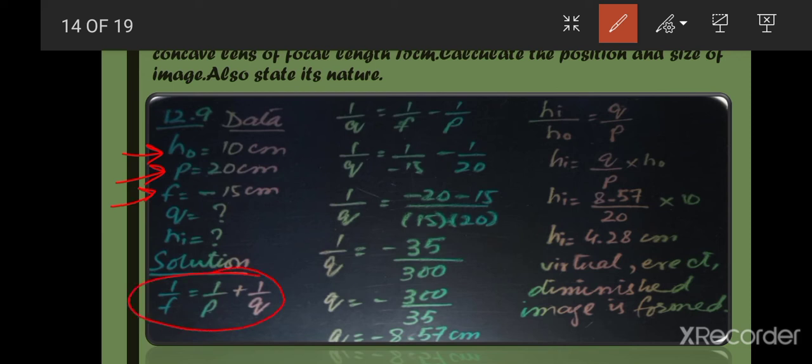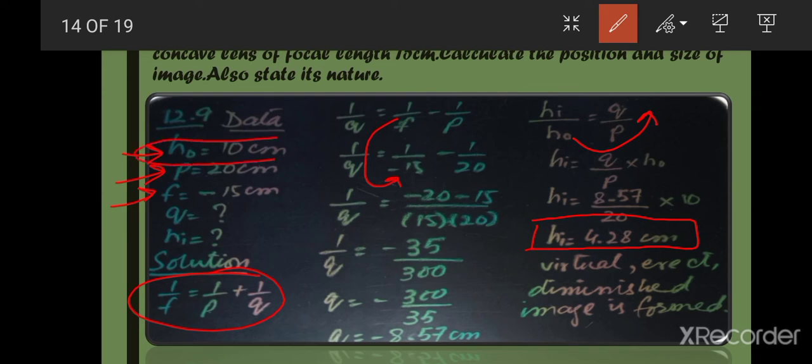Lens equation, 1 by P taken on the other side. F will be negative: minus 1 by 15 minus 1 by 20, taking the LCM, negative sign. Q equals minus 8.57 centimeters. For height, again the formula for magnification, h naught taken on the other side. Solution gives the height of image as 4.28.